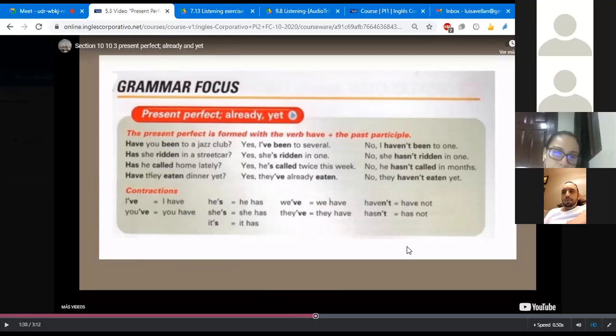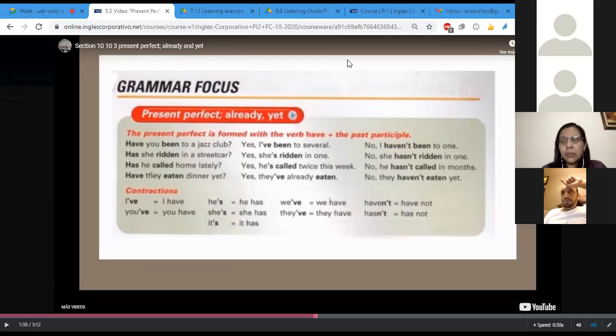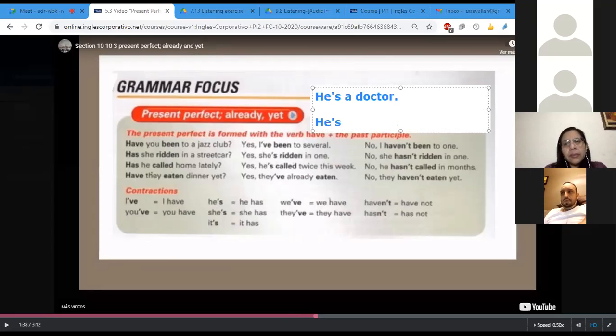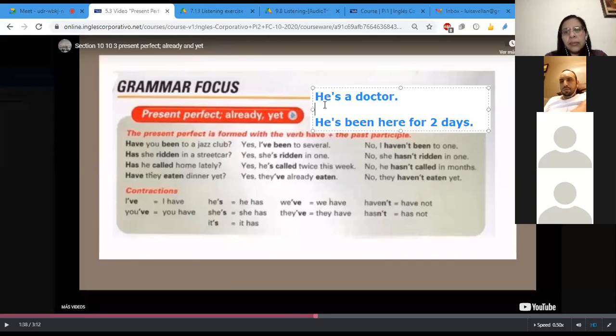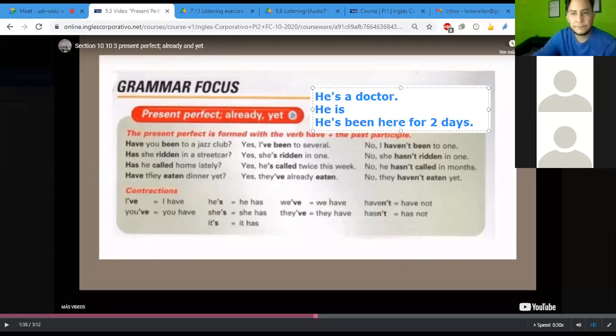Teacher. Yes, Jenny? The contraction is the same as his. Yes, the contraction is the same. But the difference, Jenny, will be in the context. Okay? In the context, you will see, for example, he's a doctor. Okay? He's been here for 2 days. Okay? Then you see here, this is his. He's a doctor.